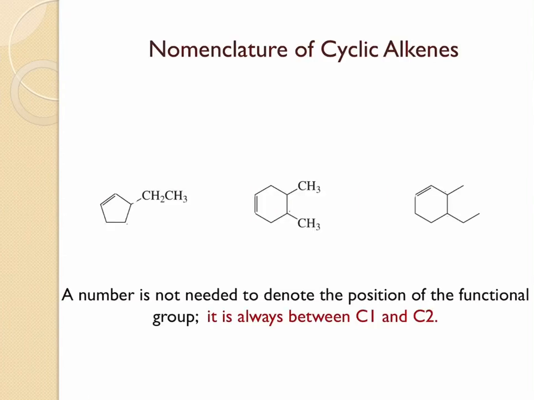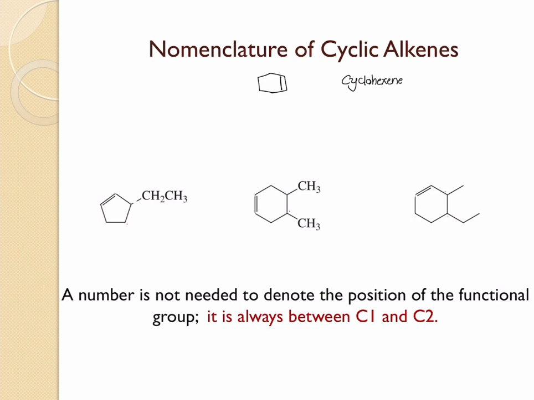Nomenclature of cyclic alkenes. When you have a double bond in a cyclic structure, then it is called a cyclic alkene. A simple example could be cyclohexene. So here in this case, you can see that there are totally 6 carbons, and therefore it is going to be cyclohexene because you have a double bond.